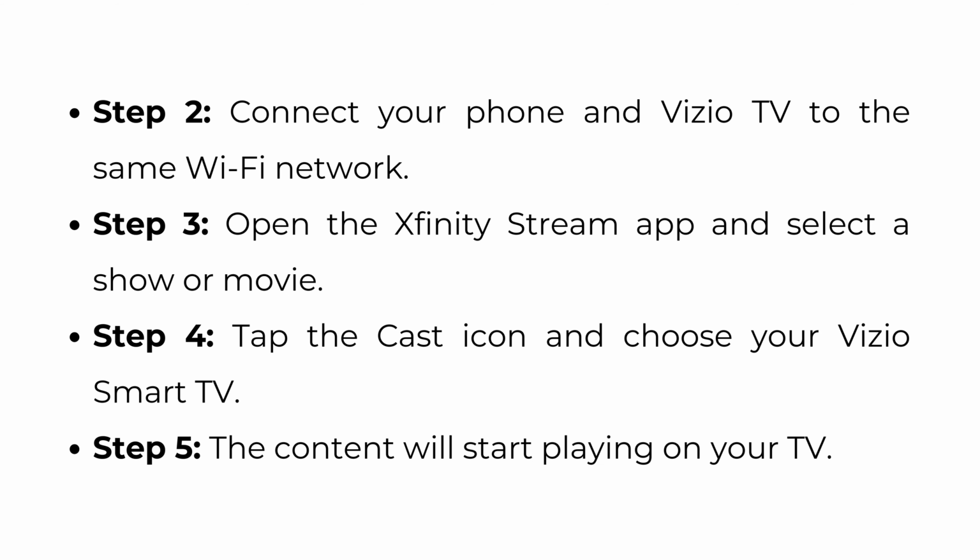Step 2. Connect your phone and Vizio TV to the same Wi-Fi network. Step 3. Open the Xfinity Stream app and select a show or movie. Step 4. Tap the cast icon and choose your Vizio Smart TV. Step 5. The content will start playing on your TV.